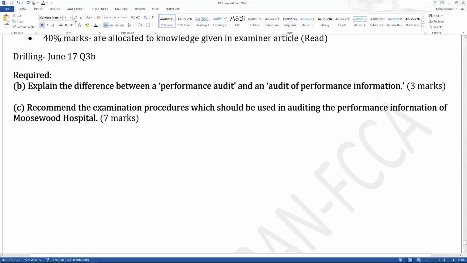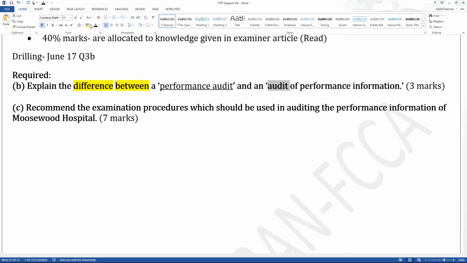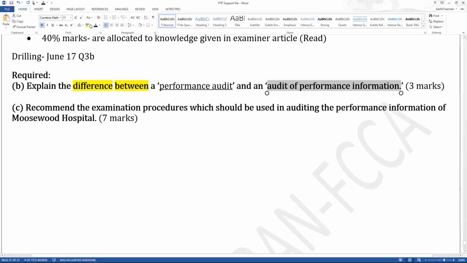Explain the difference. So the very first thing the examiner is asking is to tell the difference between performance audit and the audit of performance information. Now, this is the knowledge in the article. In the article, the examiner has explained the difference between the two terminologies. And if you don't read the article, what if the same question comes in the March 21 paper and you don't know the difference between performance audit and an audit of performance information? You all know what an audit of performance information is. Have I guided you on what an audit of performance information is?